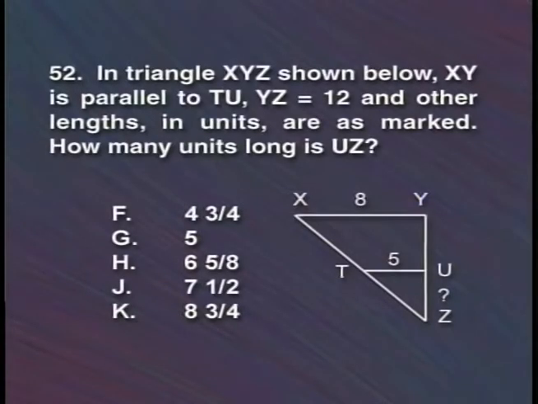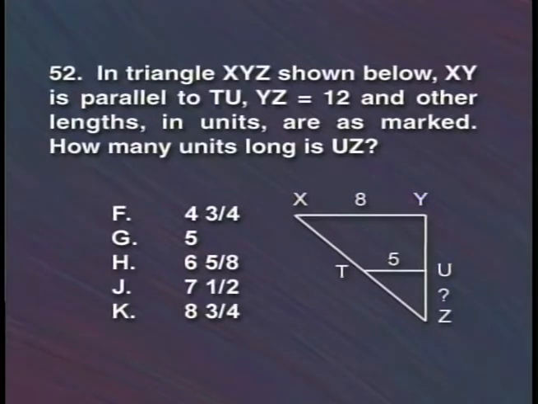Problem 52. In triangle XYZ shown below, XY is parallel to TU, YZ equals 12, and other lengths and units are as marked. How many units long is UZ? Since XY is parallel to TU, we know that angle YXZ is equal to angle UTZ, and that angle XYZ is equal to angle TUZ.